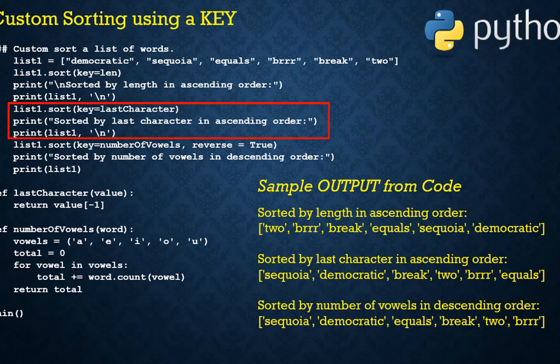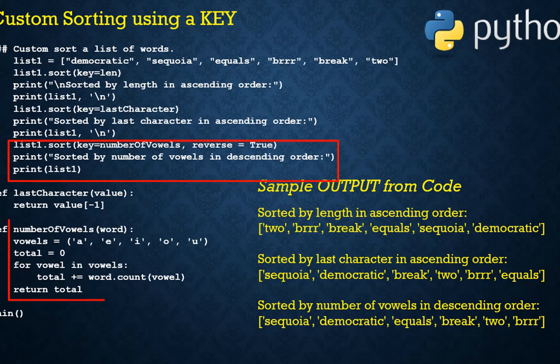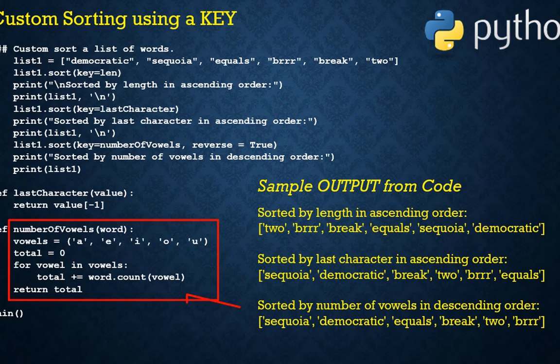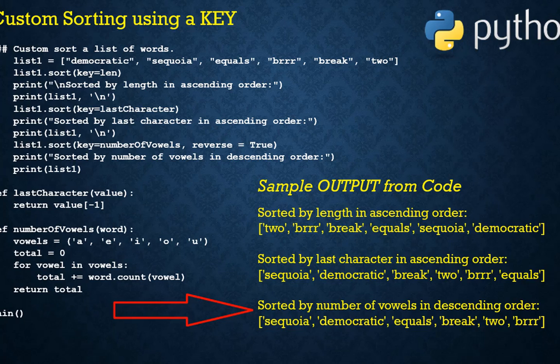Our second sort, based on last character, which looked at the last character in each one of these word elements, returned Sequoia, ending in A, followed by democratic, ending in C, break, ending in K, to, ending in O, burr, ending in R, and lastly, equals, ending in S. Our third sort, based on the number of vowels, from greatest to least, Sequoia, democratic, equals, break, to, and burr, which had no vowels, comes last.